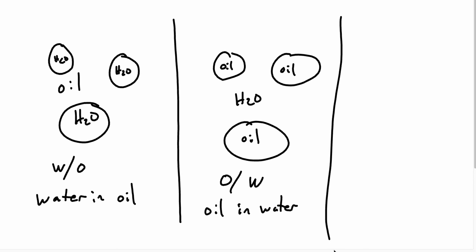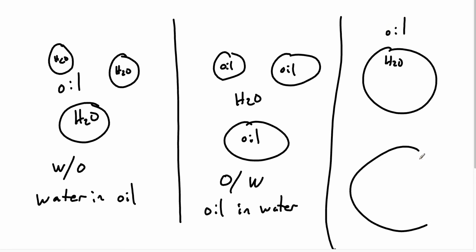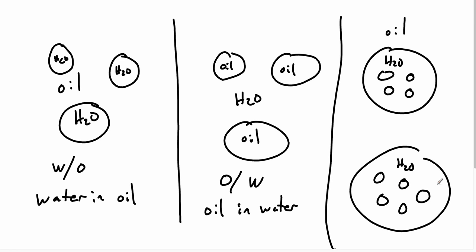And finally, you can also have nested emulsions, where you have droplets of a phase. For instance, we could have water in oil. So we have these big droplets of water. And then within those, we could have additional droplets of oil. So in this case, this one would be an oil and water and oil nested emulsion.